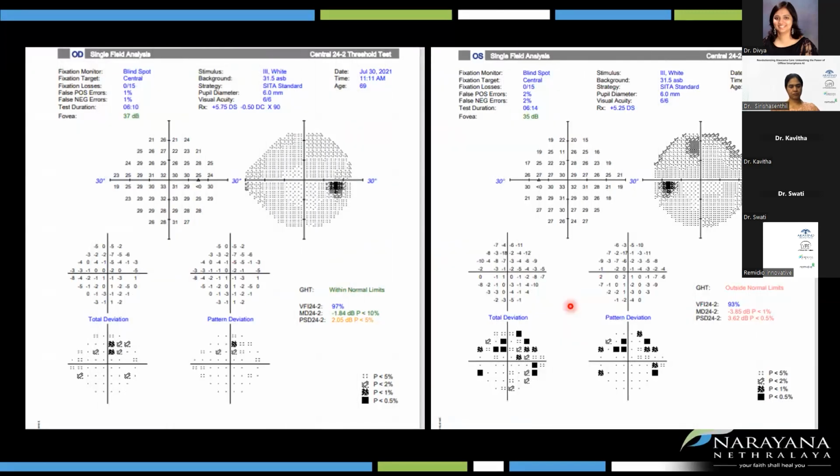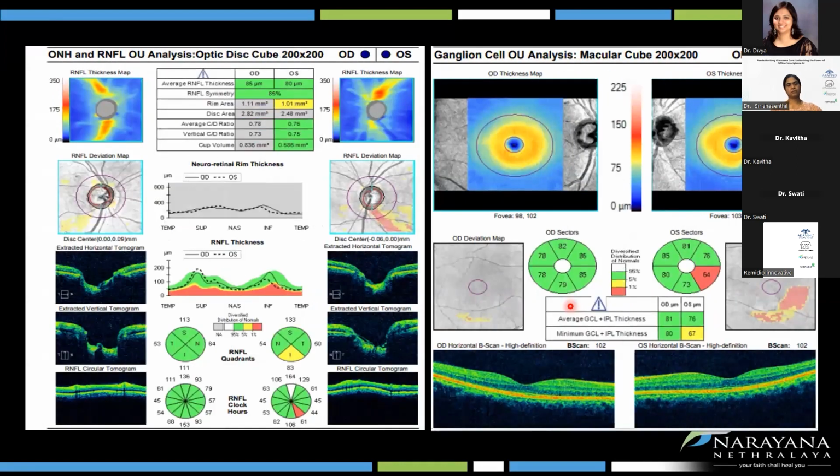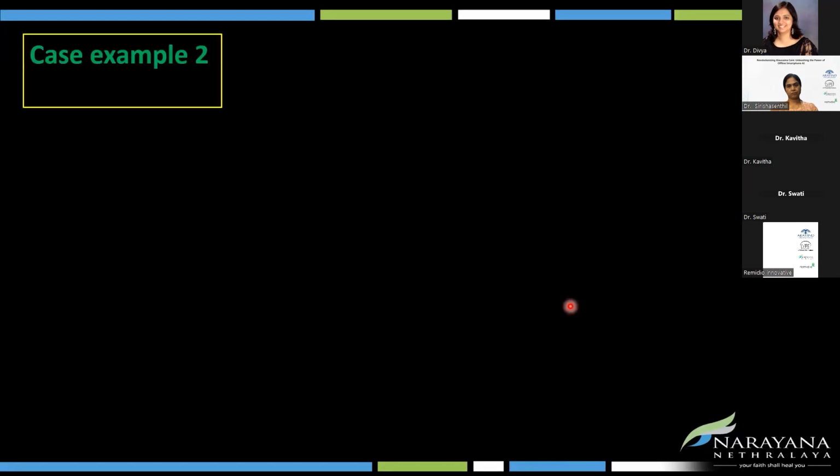So these were the visual fields. We can see that there's a superior arcuate defect in the left eye, and we can see an RNFL defect and GCIPL thinning on the OCT. This was actually a case of PACG, and the IOP was 29 in the right eye and 25 in the left eye. And at the end of clinical evaluation, this was definitely glaucoma and had to be referred.